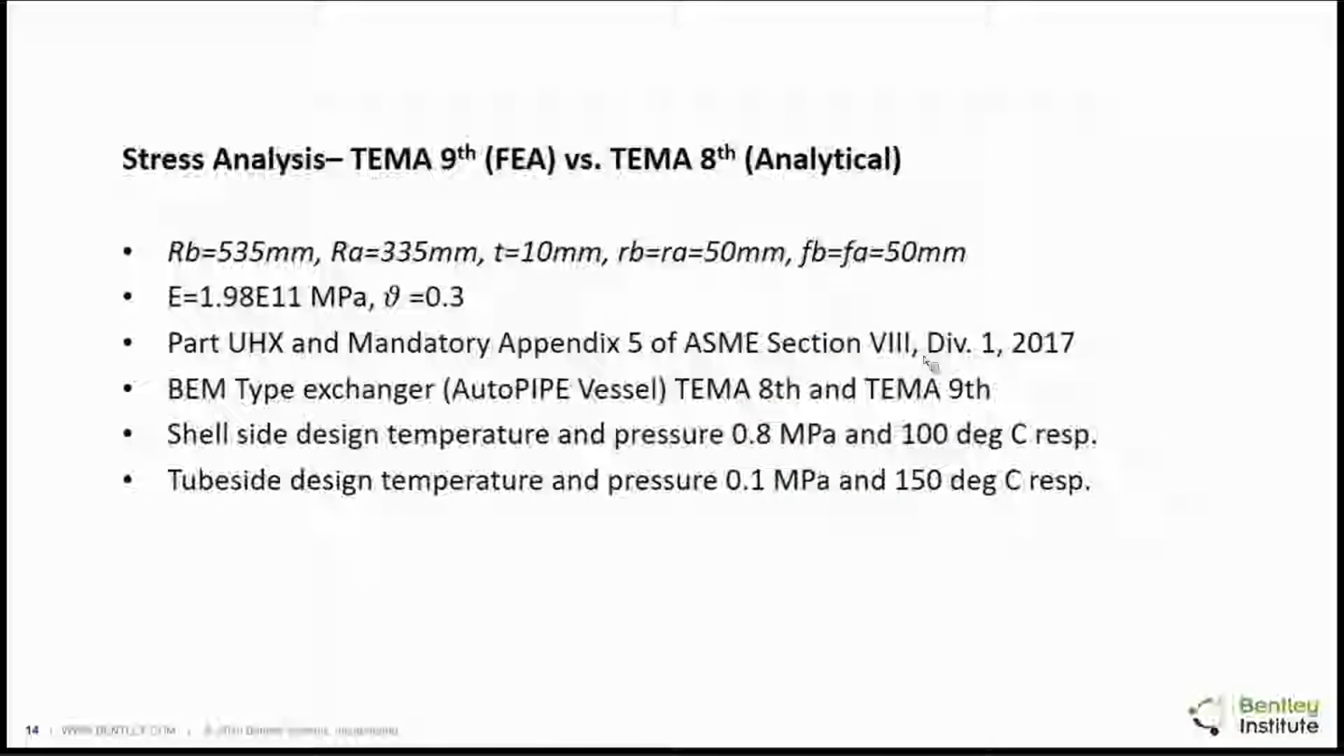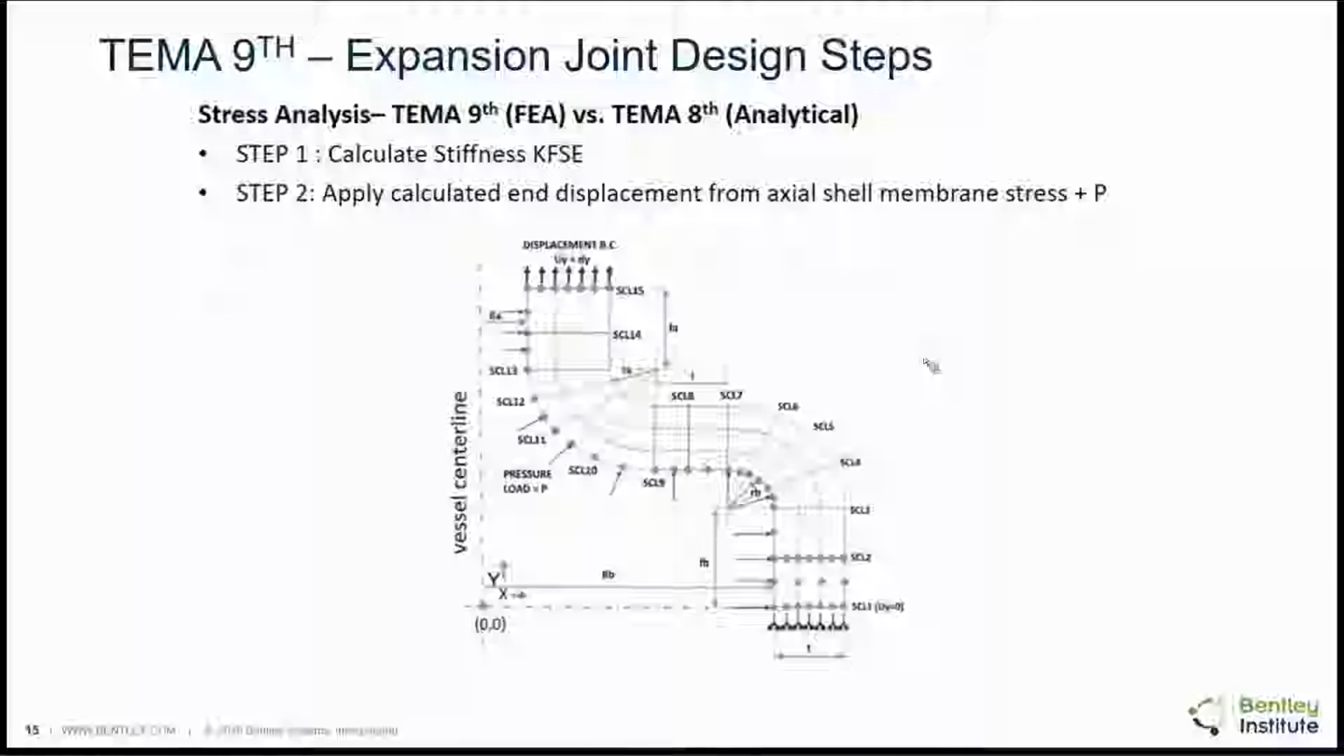In the next step, with a different geometry, the stress analysis was performed, and likewise we did both finite element method and TEMA 8th method analytical calculation comparison. And part UHX of ASME, mandatory appendix 5 of ASME section 8 div 1, they were applied, and BEM type heat exchanger was selected. Shell side design pressure and temperature 0.8 megapascal, 100 degrees C. Tube side design pressure and temperature 0.1 megapascal, 150 degrees C.